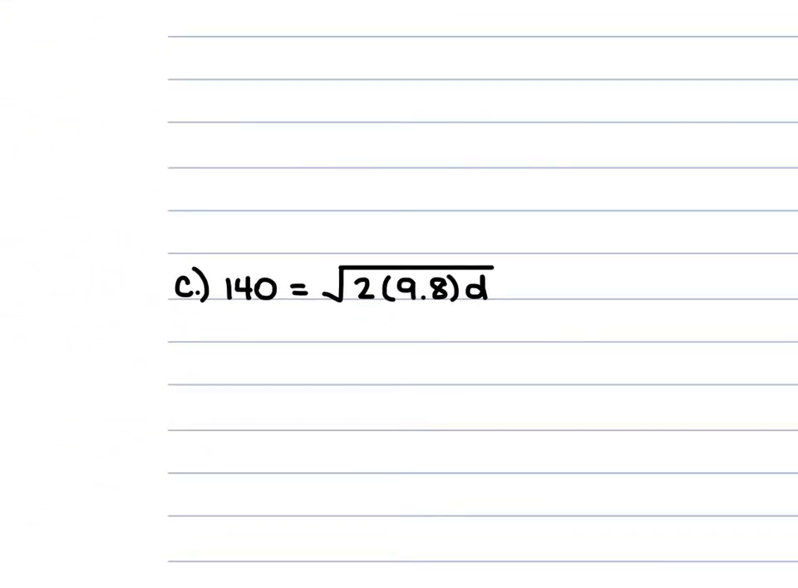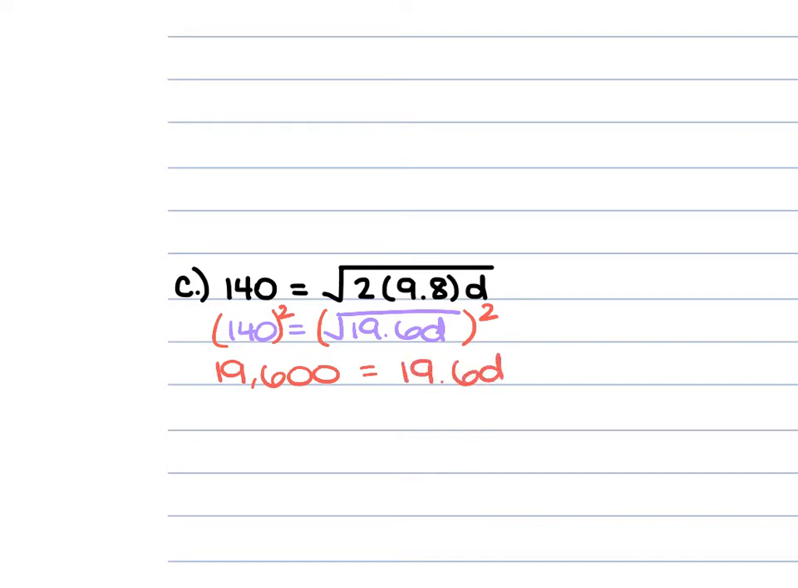For C, we have 140 is equal to 2 times 9.8 times D. So if I do that 2 times 9.8, I'm going to get 19.6. So this is the same thing as saying 140 is equal to the square root of 19.6D. From here, I'm going to square both sides. This 140 squared is 19,600. And that 19.6D is going to be on the other side because we get rid of that radical because it's raised to the second power. From here, we're going to divide each side by that 19.6.